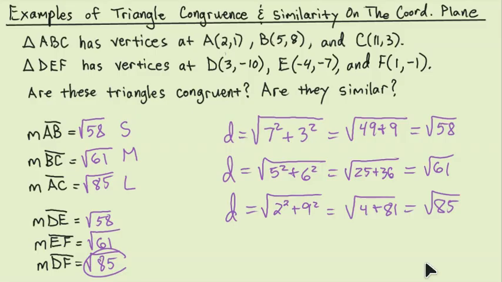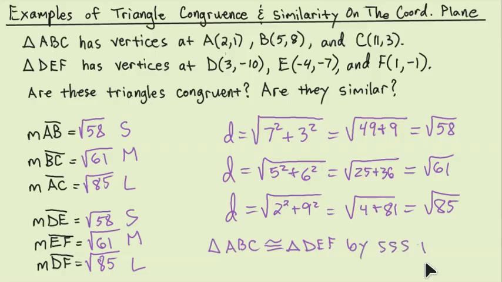So our longest side on DEF is square root of 85, our middle side is square root of 61, and our shortest side is square root of 58. And so the shortest sides on both triangles are equal, both are square root of 58. The middle sides are equal, measuring square root of 61, and the longest sides are equal, measuring square root of 85. So the question is, are these triangles congruent? The answer is yes. Triangle ABC is congruent to triangle DEF by the side-side-side theorem. Okay? All right, now the question is, are they similar?